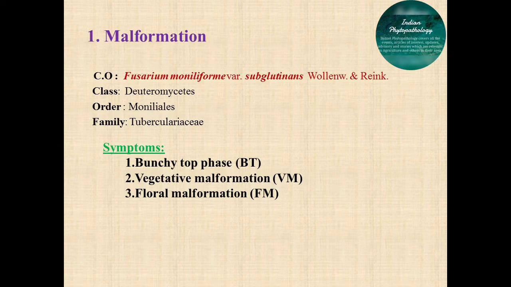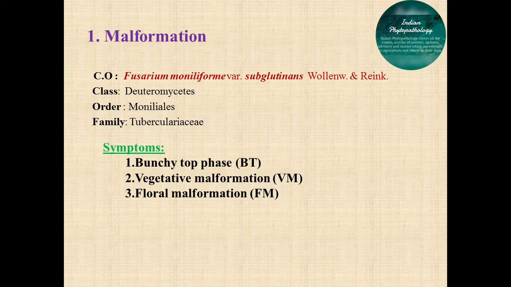This disease shows three types of symptoms. First one is bunchy top phase, second one is vegetative malformation phase, and third one is floral malformation phase. Now we will see all these three phases one by one. In bunchy top phase, young plants in the nursery are the most predominant ones infected. It attacks plants between 4 to 5 months of age in the nursery.